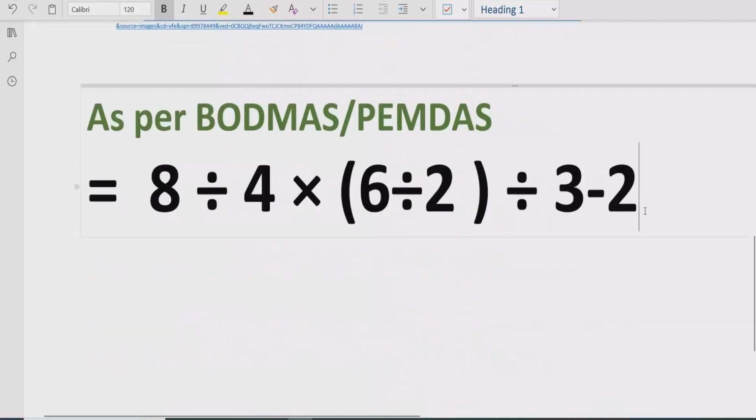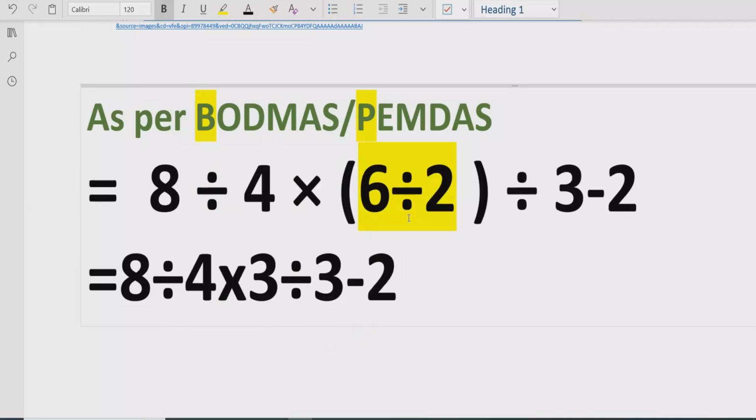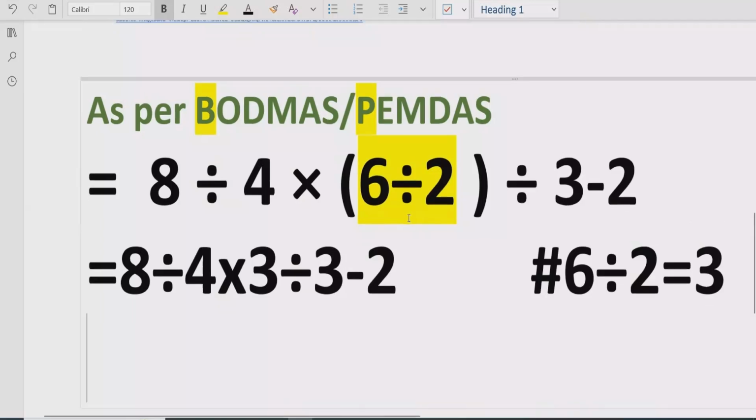Now we have to solve the given expression. According to the BODMAS and PEMDAS rule, we have to solve the bracket. So here we have this bracket which is 6 divided by 2. We have to solve this one first. 8 divided by 4 multiplied by 6 divided by 2 equals 3 divided by 3 minus 2. We will write the rest here as it is, and here we give the reference: 6 divided by 2 equals 3.